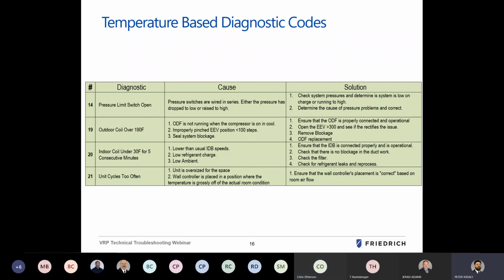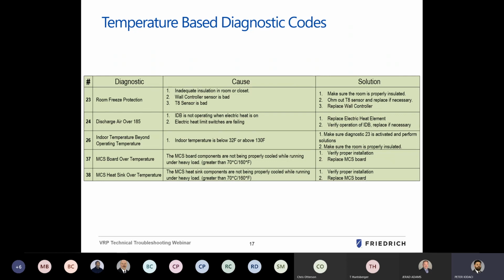Error code 19, outdoor coil over 190 degrees. Obviously, the sensor on the outdoor coil has detected that it's over 190 degrees, and there's something going on there because that coil is getting extremely hot. Error code 20 and error code 21 are pretty self-explanatory: if the indoor coil is under 30 degrees for 5 consecutive minutes, there's probably something going on with the charge. And if the unit cycles too often, which is a code I have yet to see, it's basically telling you the unit might be oversized for the space.